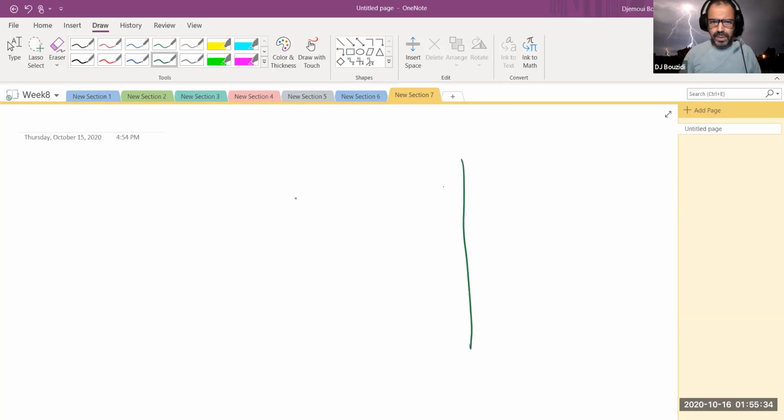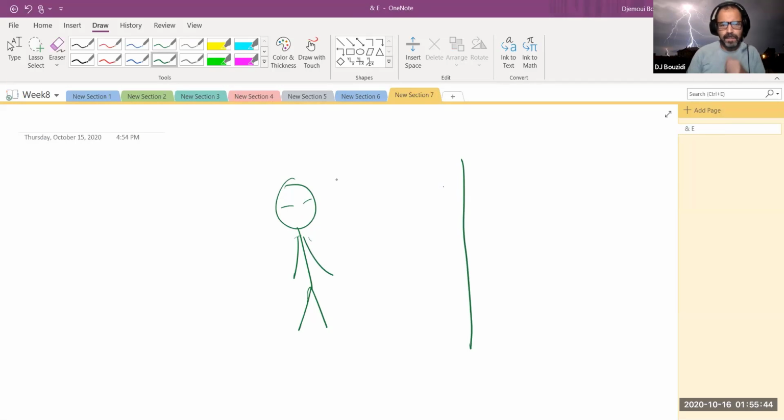So here is the mirror. Let's say this is you. I'm sorry, I'm very bad at drawing. Let's give you some eyes in here. So you're looking at your feet. Here is the light reflected from your foot down to your eye. This angle of incidence is equal to the angle of reflection.